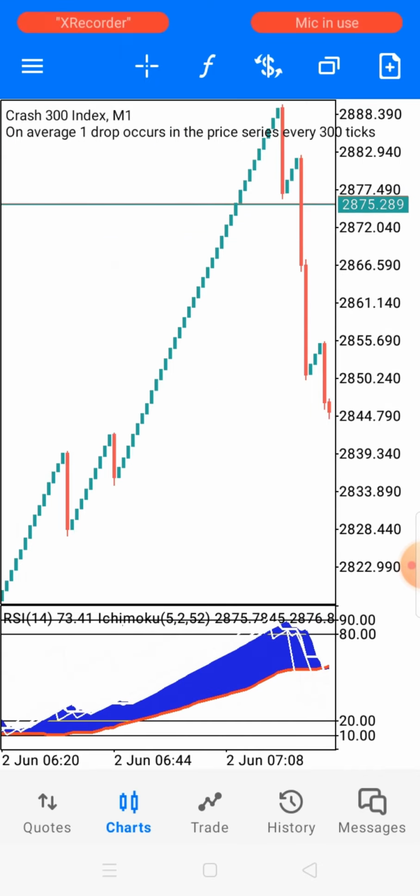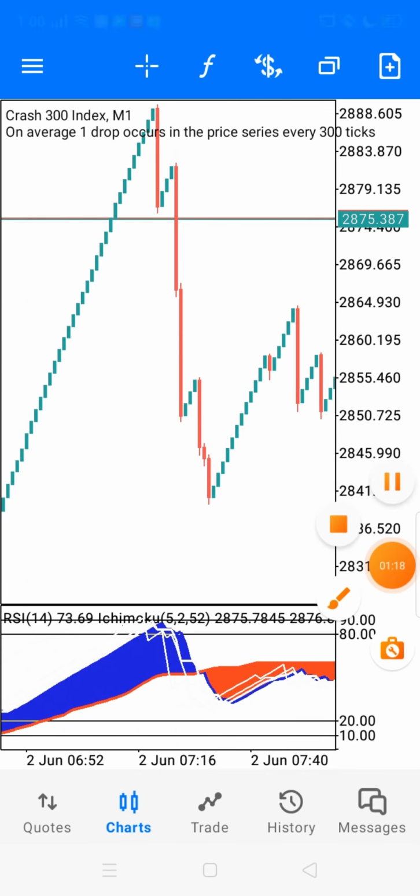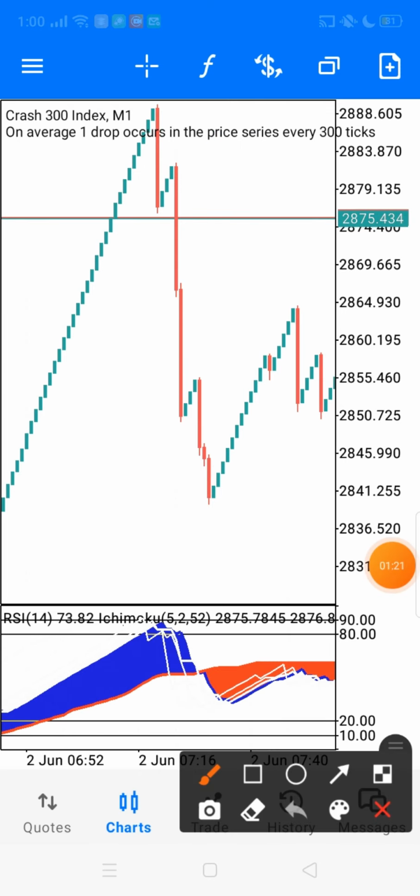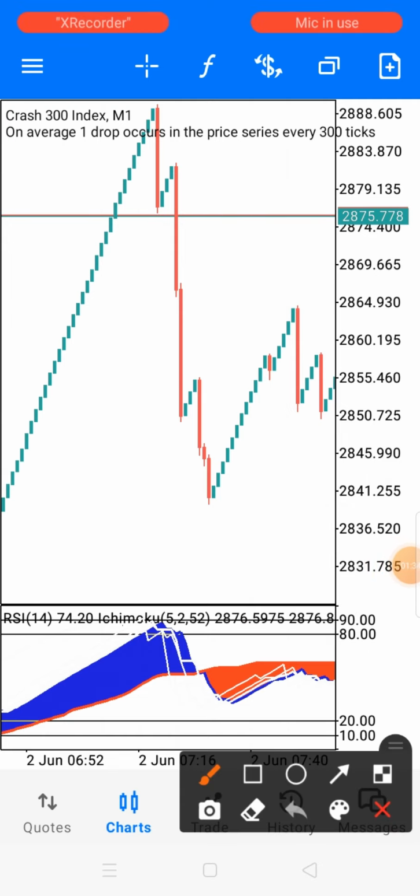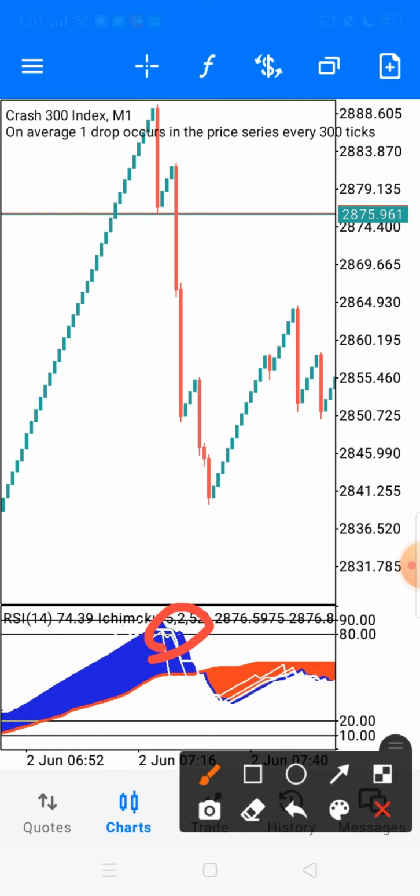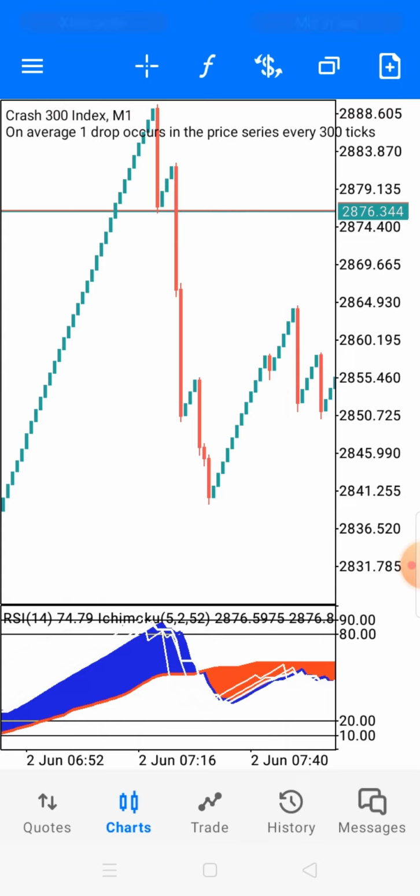So this is what happens. Look at this. Whenever you see the Ichimoku come to this level, the 90 or 80 level, and then it turns blue, once the color around that level is blue, then you should be expecting a spike. If you now go to the higher time frames to check, you will notice that price is at the area you highlighted, where you want to be trading from.